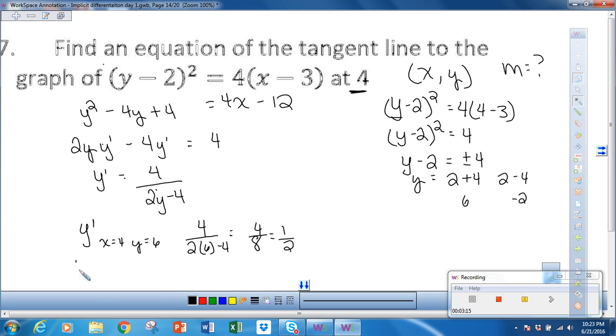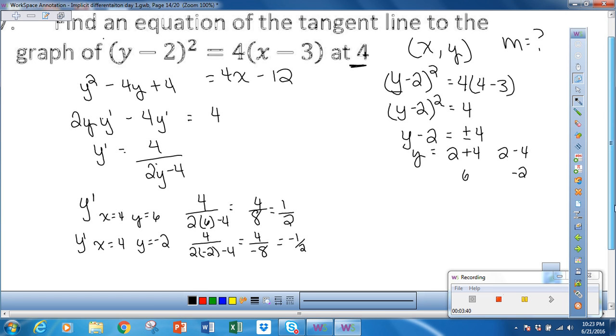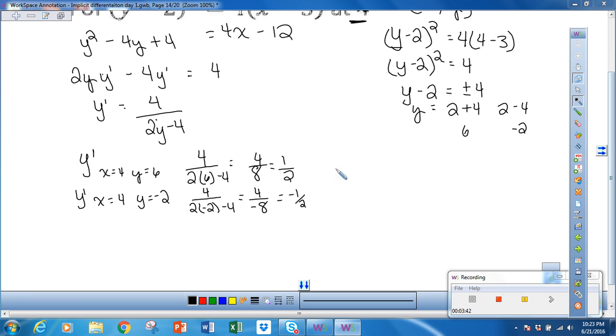Then we need to find y prime when x is 4 and y is negative 2. So that would be 4 over 2 times negative 2 minus 4, which is 4 over negative 8, which is negative 1/2. Okay, so I have my y values, I have my x values, now I need to write the equation of the line. So we're going to have to write two different equations.